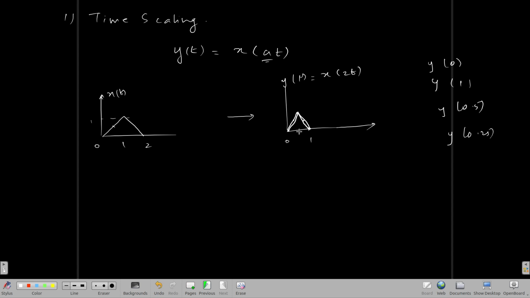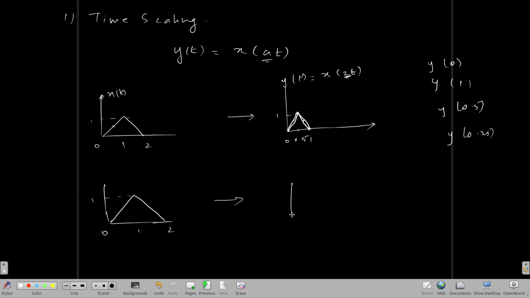So basically what we have done here, we have compressed, and the amplitude value doesn't change at all, right? That is the overall value. What we have done is we have compressed this particular signal, which was stretched out from 0 to 2, to 0 to 1. We have compressed it.